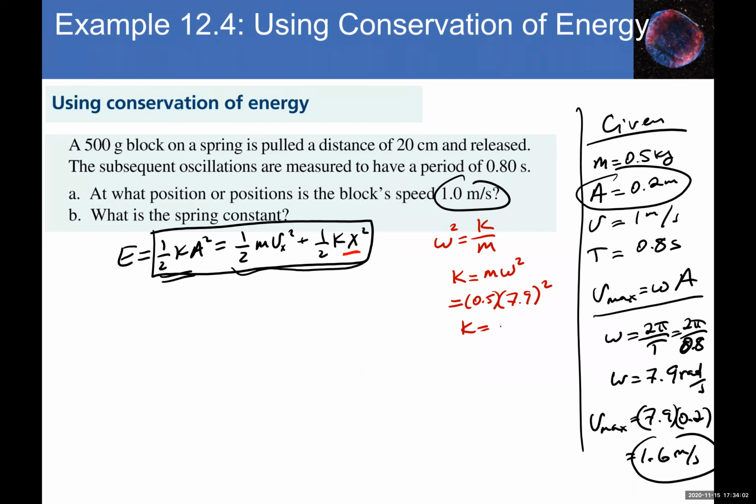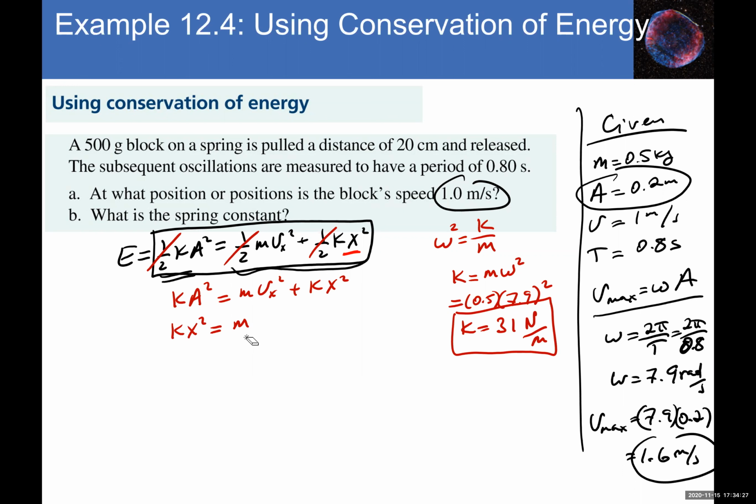And if I do that, I'm going to get k to be roughly 31 newtons per meter. Okay, now I have that. I can come back and cancel 1/2 everywhere. Then what I have is this: ka squared equals mvx squared plus kx squared. Remember, my goal is to find x. So then it becomes kx squared equals ka squared minus mvx squared.